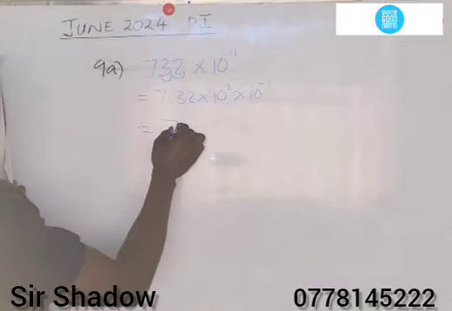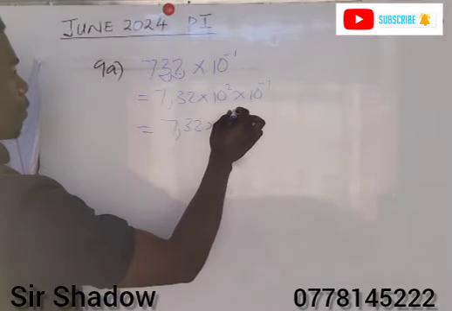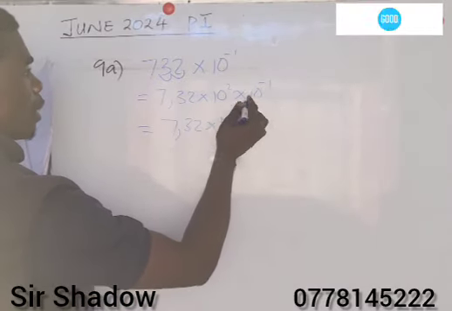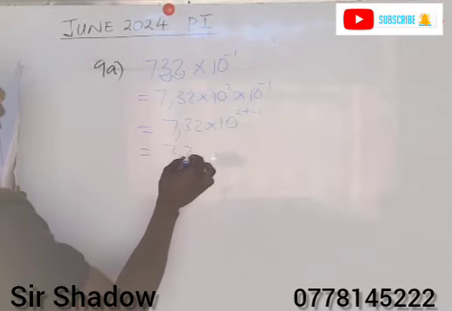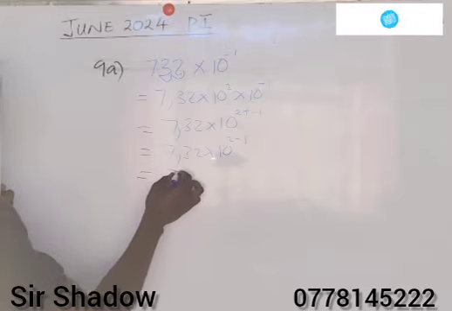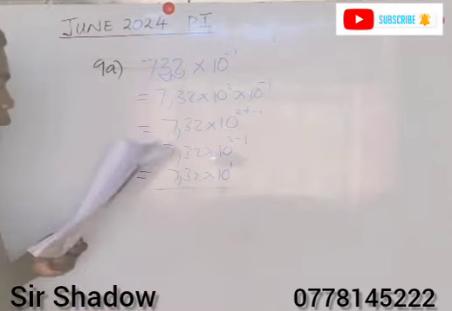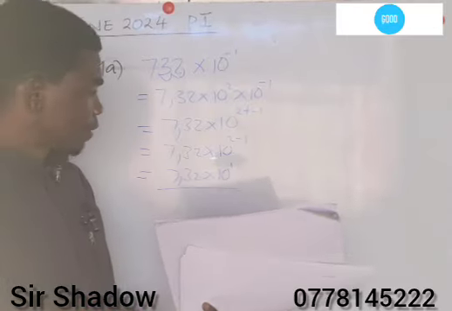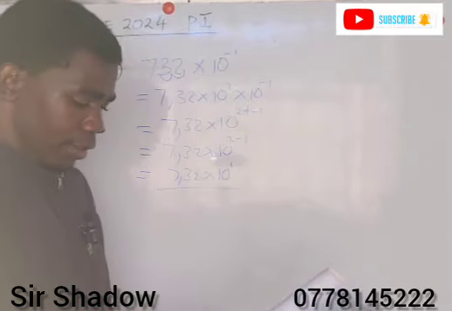We have 7.32 times 10 to the power of 2. Since we are multiplying, we add the powers, minus 1. This goes to 7.32 times 10 to the power of 2 minus 1, which is 7.32 times 10 to the power of 1. Now it is expressed in standard form. This is how to express this question in standard form.